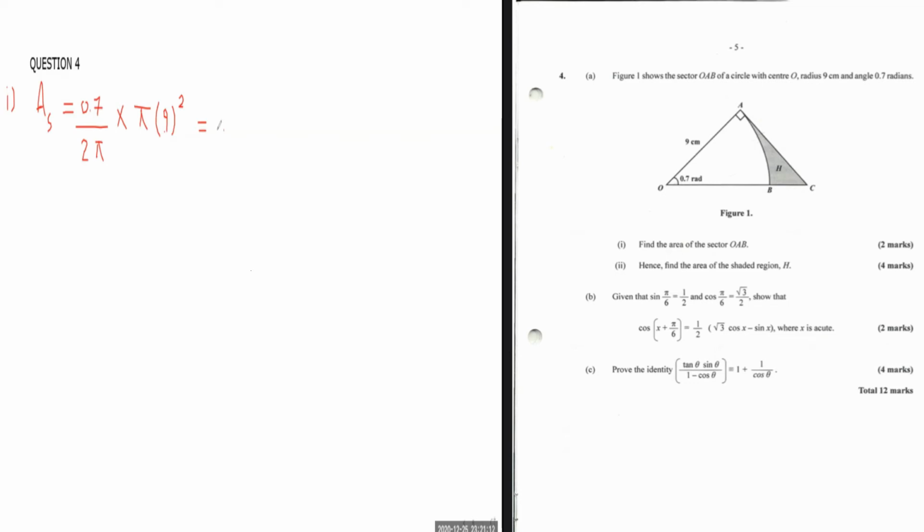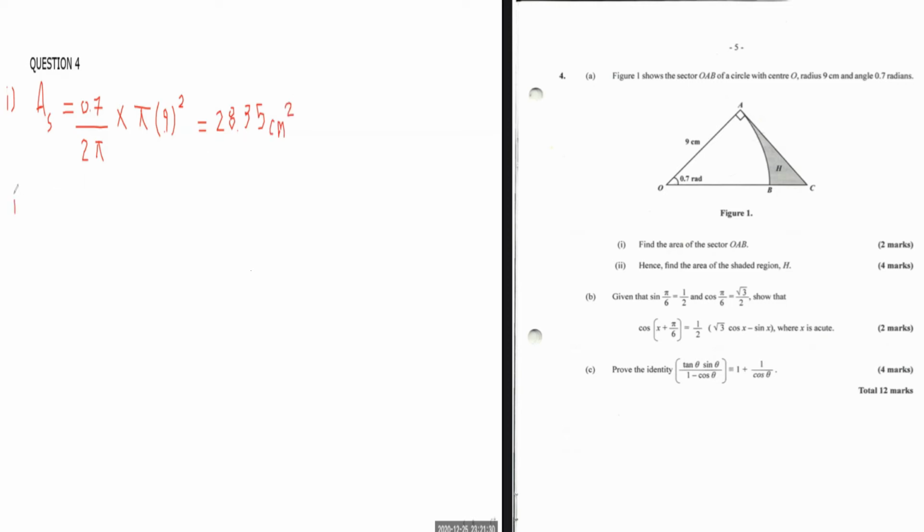So the area of the sector is 28.35 because the pi will cancel the pi. So the area of the sector is 28.35 centimeters squared. That's the area of the sector.